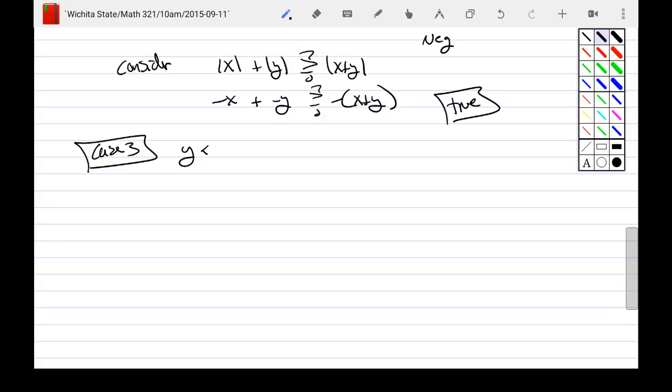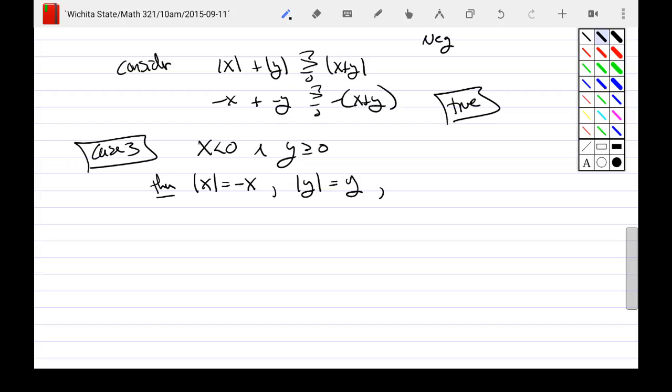So x is on the left. x is a negative number and y is a non-negative number. So x is to the left-hand side, y is to the other side. All right, there's certain things that are easy. What's the absolute value of x? Minus x, which happens to be, this is important, a positive. What's the absolute value of y? y, because it's a positive, it leaves it alone.